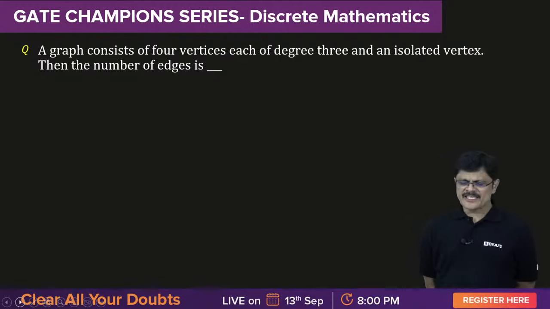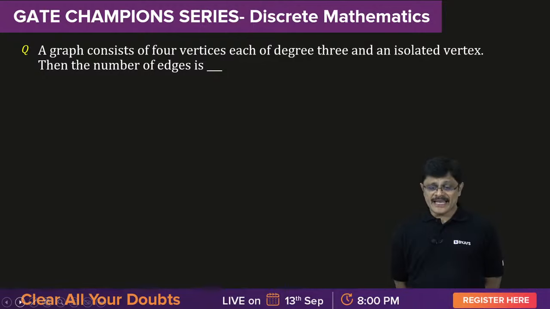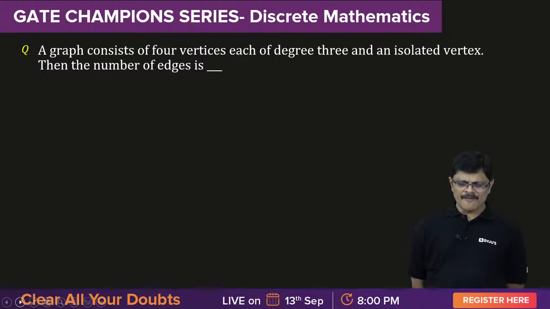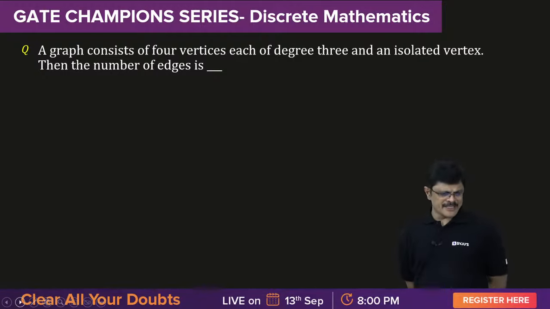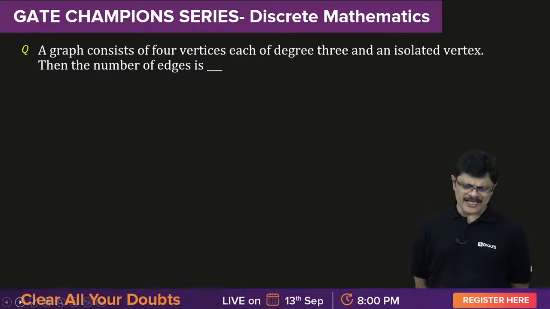Okay, a graph consists of 4 vertices, each of degree 3, and an isolated vertex. The number of edges in the graph is what? How many edges are there in the graph?